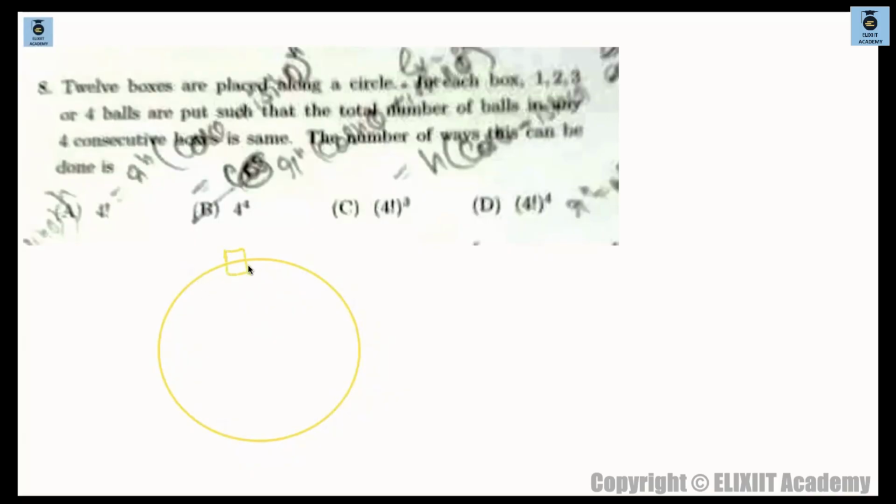So likewise, we have box 1, box 2, box 3, box 4, box 5, and so on. Okay, so there are 12 different boxes over here, right? Box 6, and so on. This will continue till there are a total of 12 different boxes. So in each box, 1, 2, 3, or 4 balls are put such that the total number of balls in any 4 consecutive boxes is the same.